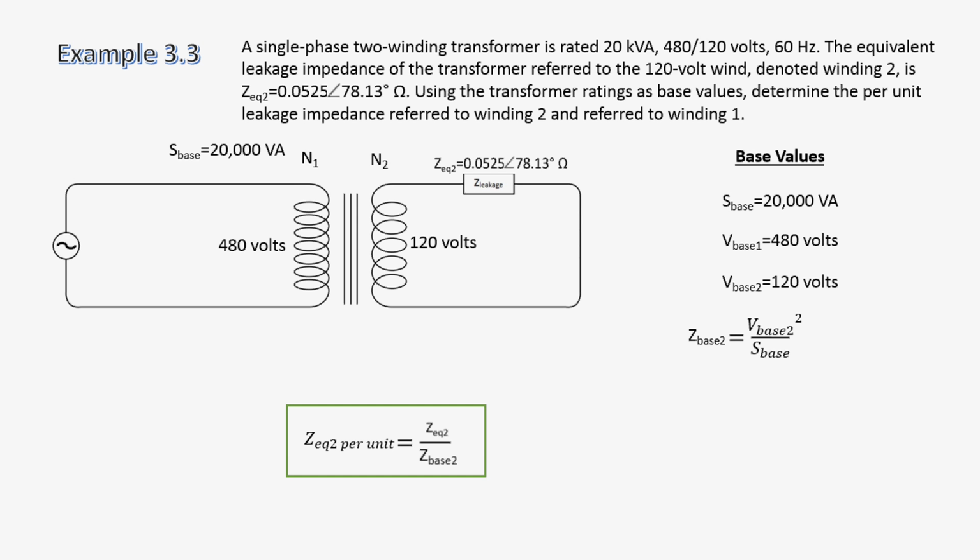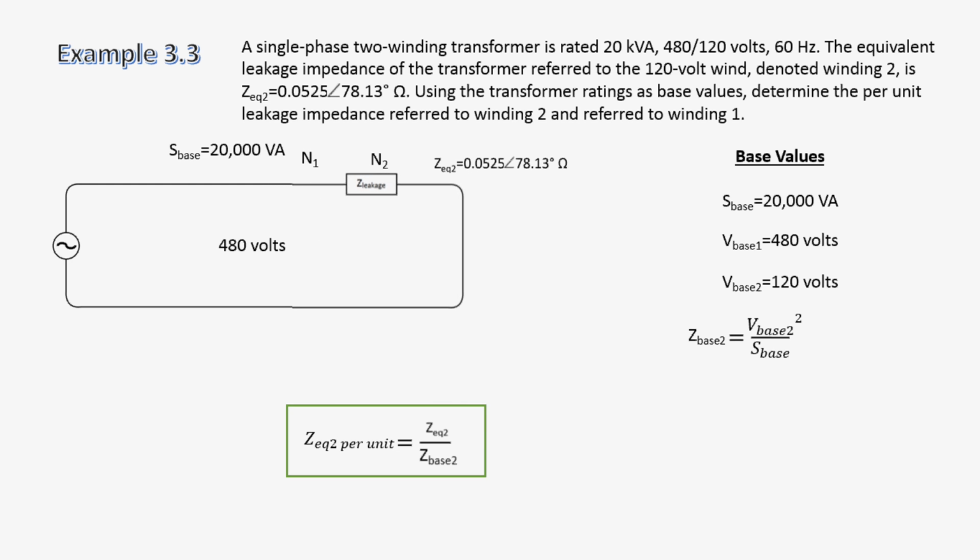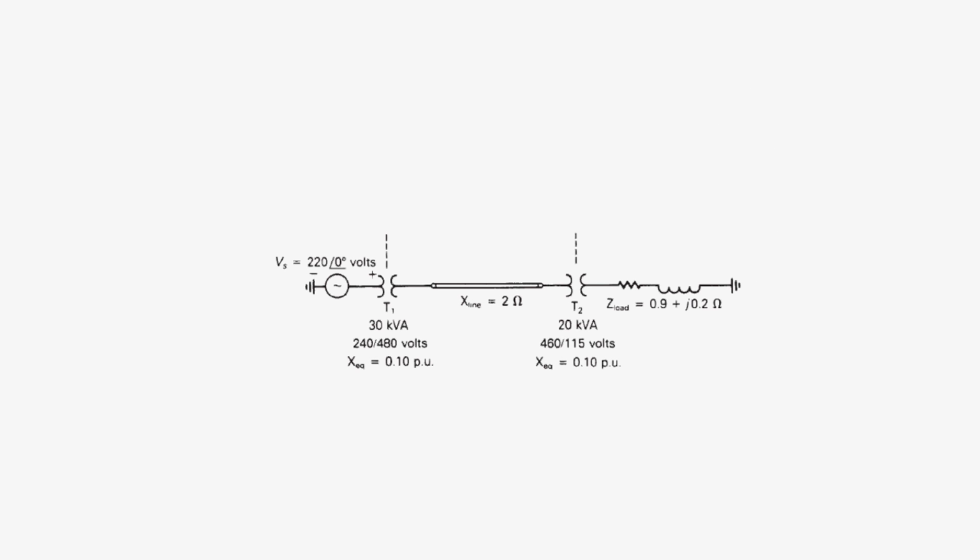Now, since Z equivalent 2 per unit is in per unit, we can basically remove the transformer from this circuit and just use Z equivalent per unit as a new value and work all the equations from here on in per unit and completely ignore the transformer. Now this is really useful even with difficult cases like this. And this is difficult because the two transformers are no longer connected to the same node. They're connected through an impedance, X line, 2 ohms.